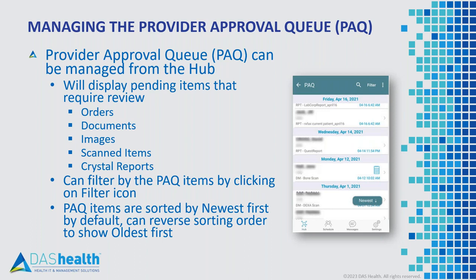From that PAQ view, a provider can filter by item type if they would like to, to hone down, maybe start with just the orders first, crystal reports, whatever the case may be. And then they can also choose how their items are sorted in that list. By default, the items are sorted newest first, but that can be reversed. So if they did want to go back and address some older items initially, they have the ability to modify those filter options.